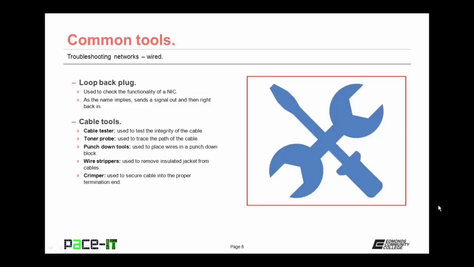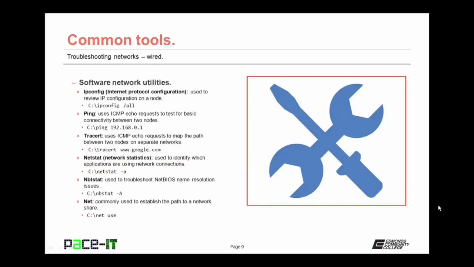Wire strippers will also come in handy because if you need to replace or repair a cable, then you're going to need to strip the jackets off of them. And that brings into play the crimper. These are used to secure the cable into the proper termination ends. Another useful tool to have.